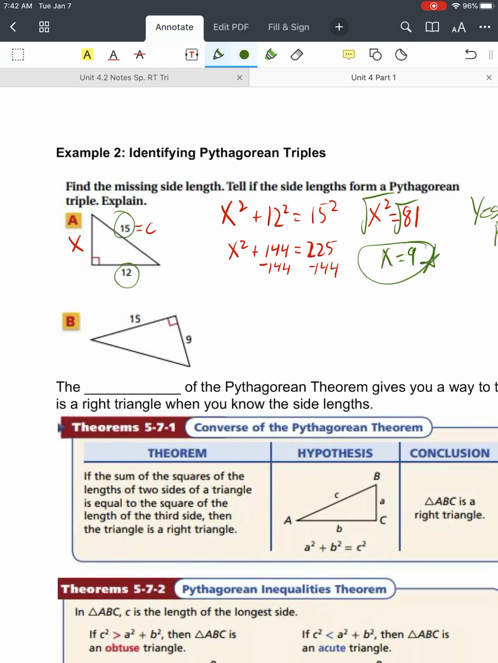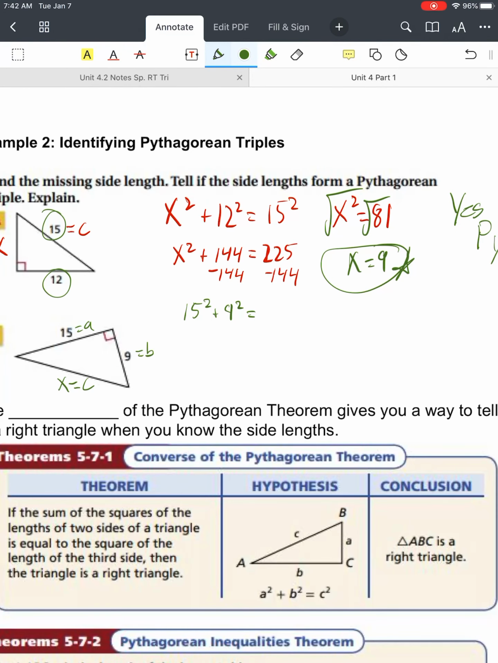Taking a look at the next example, this time our x, or our missing side length, is our hypotenuse. I'm going to solve and decide if we get a whole number, it will be a Pythagorean triple. If not, then it's not a Pythagorean triple. When I plug these all in, it doesn't matter which one's my a and which one's my b. So we'll go 15 squared plus 9 squared equals x squared. 15 squared is 225. 9 times 9 is 81.